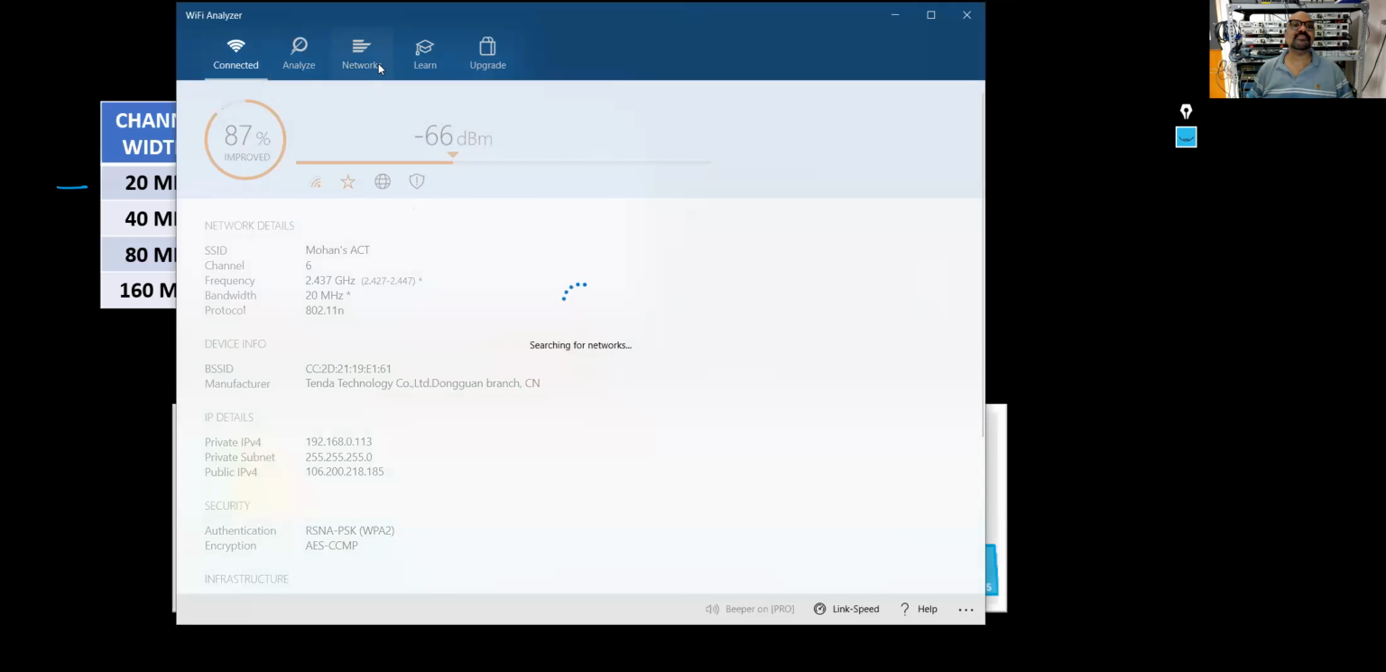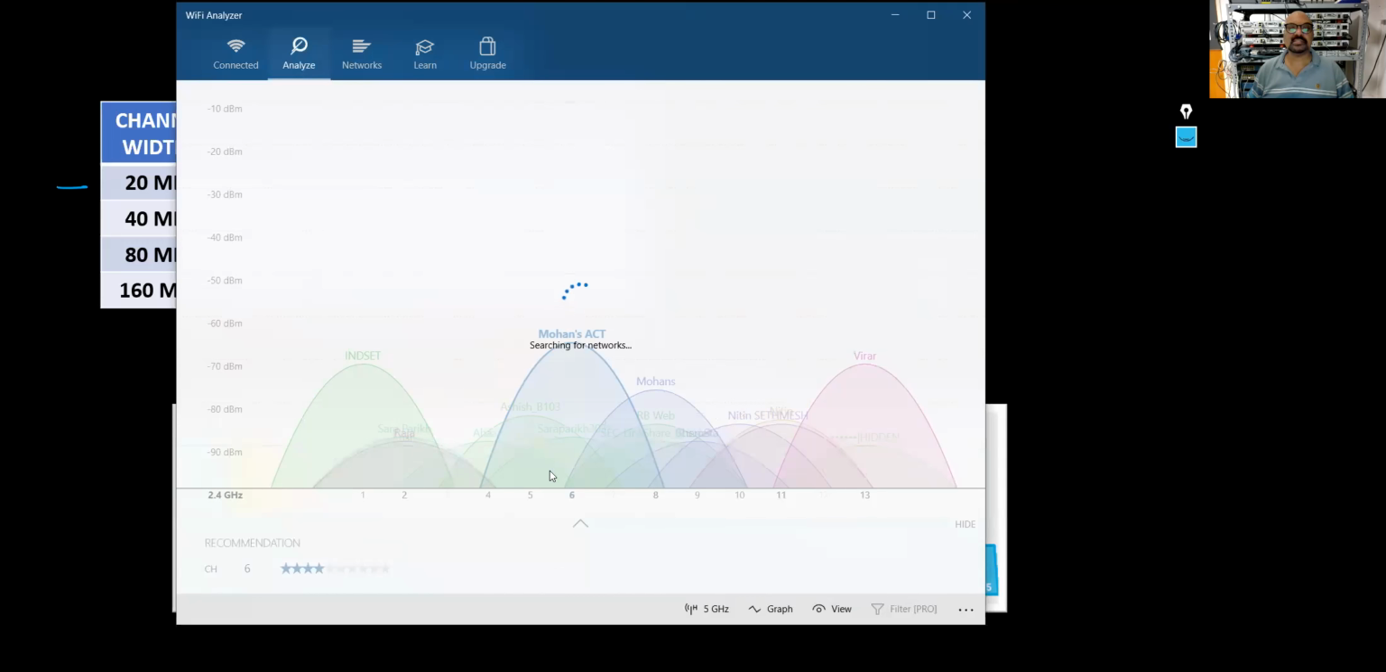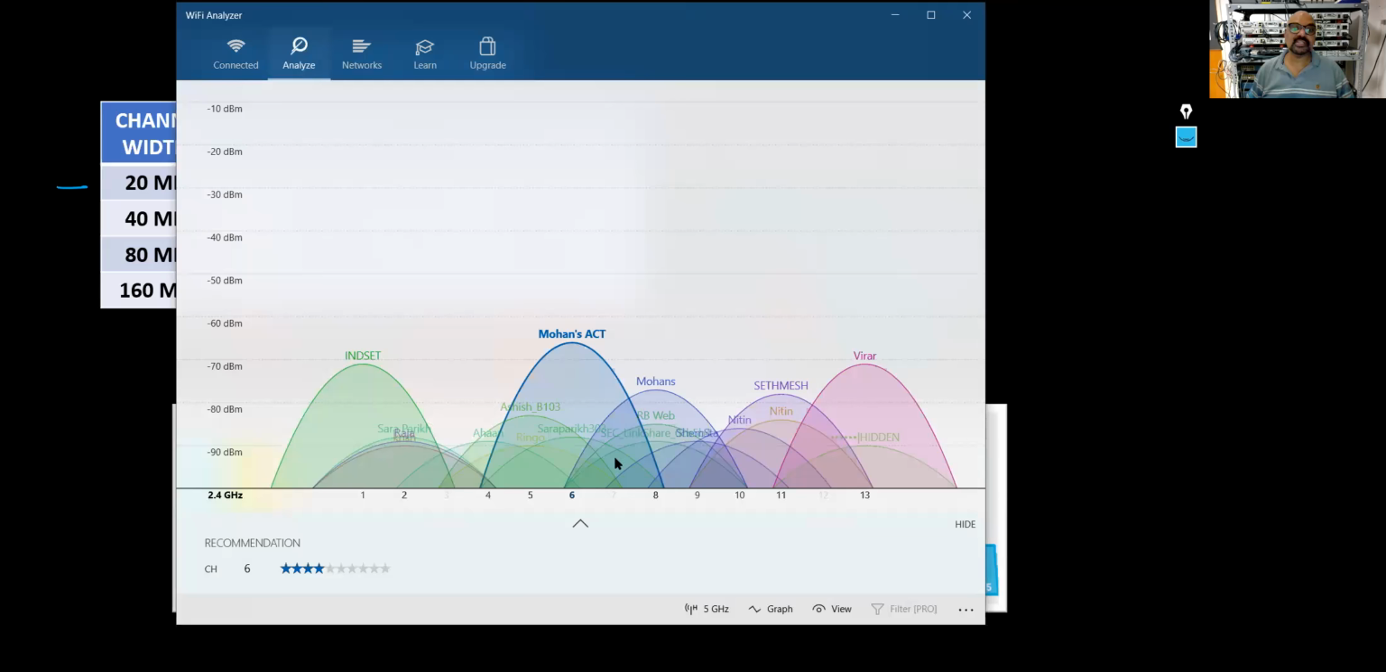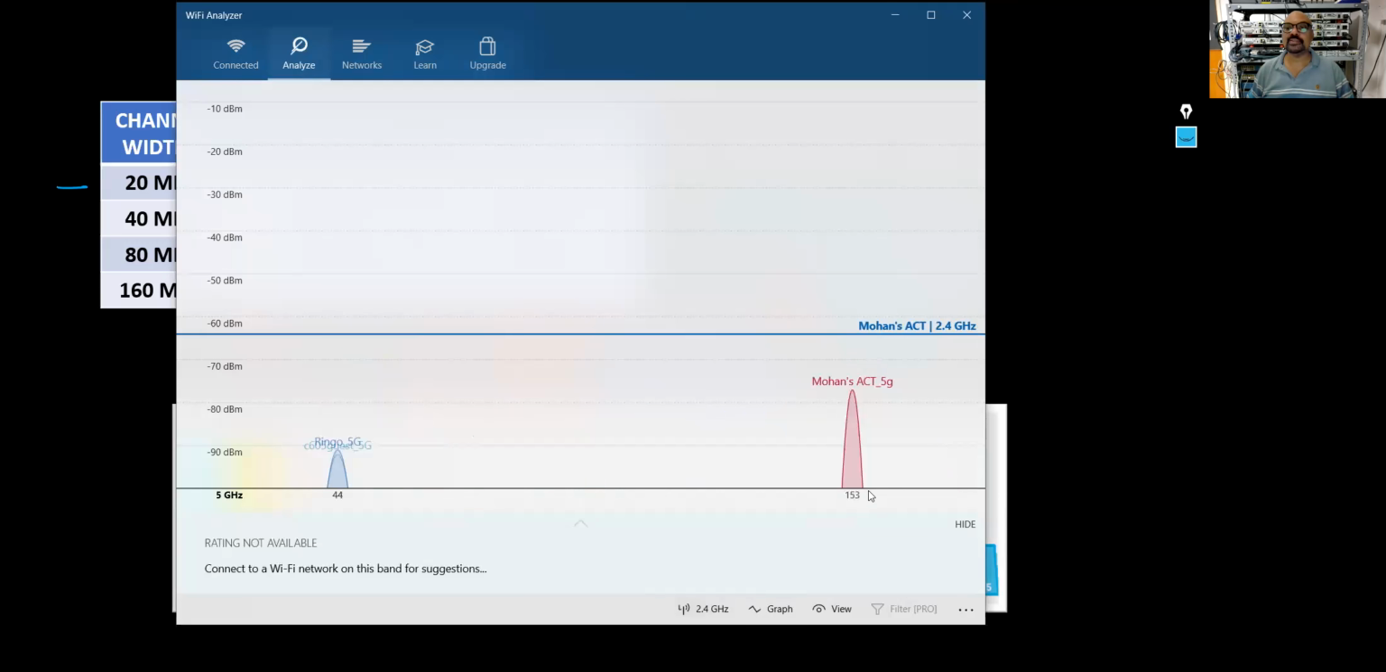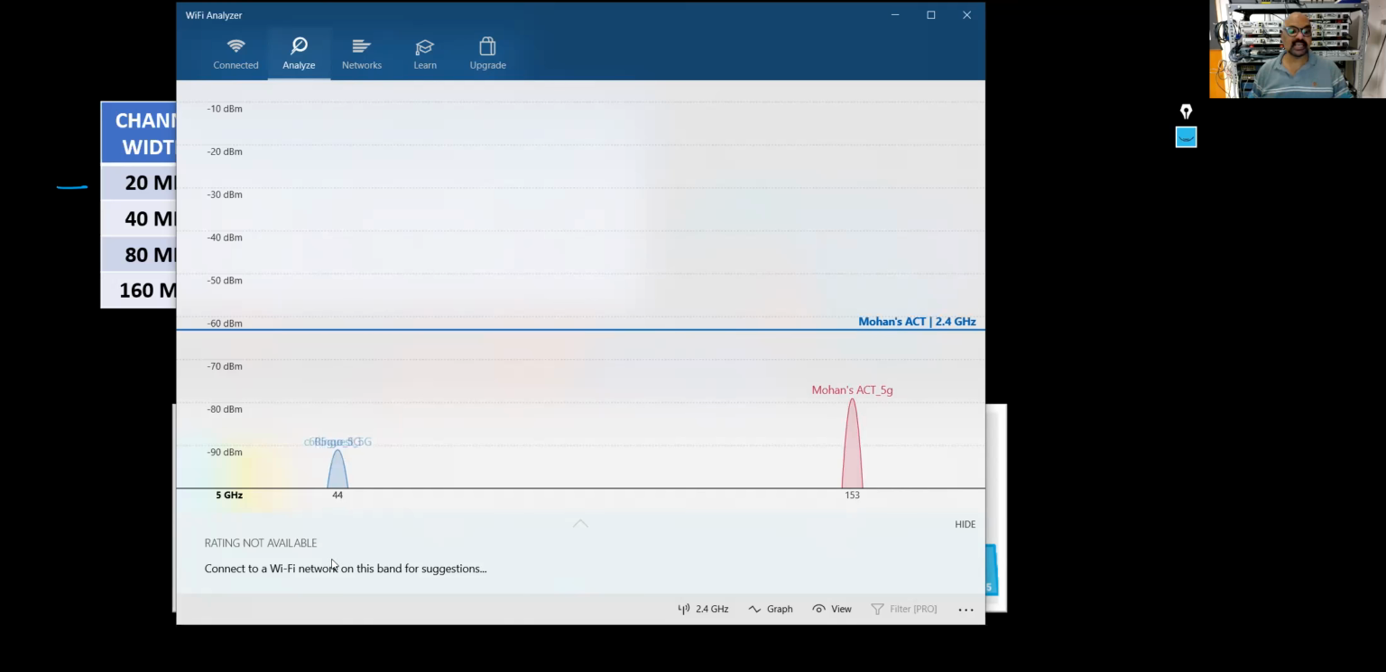We still have, or see, this is bigger, right? Now 5, you can see that 5. Where is it? Yeah. See, I'm using channel 153. There it is only up to 13, right? And Mohan is using 153 channel. See, 44 channel. Why is that?